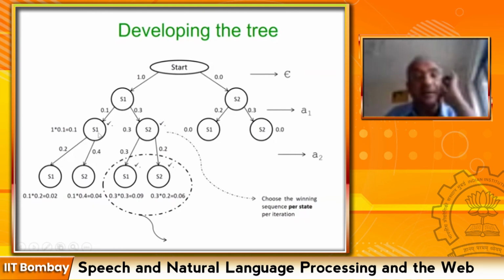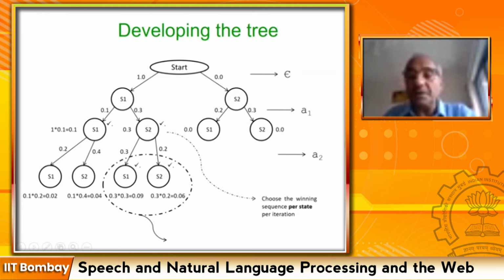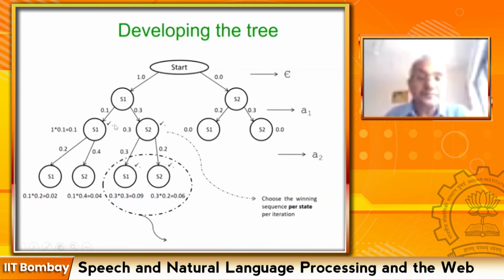Now I look at S1, and I find out from S1 to S1 on symbol A2. Now the symbol is A2. Okay, observation has changed from A1 to A2. Next symbol in the sequence. So on A2, I go from S1 to S1 with 0.2 probability, and from S1 to S2 with 0.4 probability, observation being A2. And S2 to S1 0.3, S2 to S2 0.2 when the observation is A2. Okay, all these I read up from the finite state machine which is given to me.